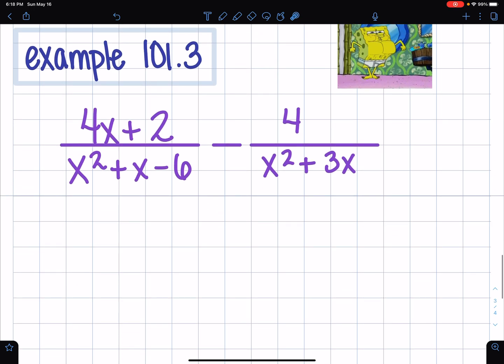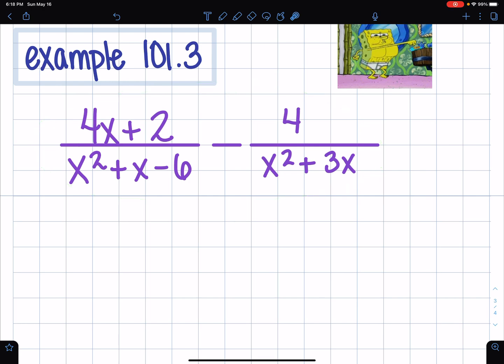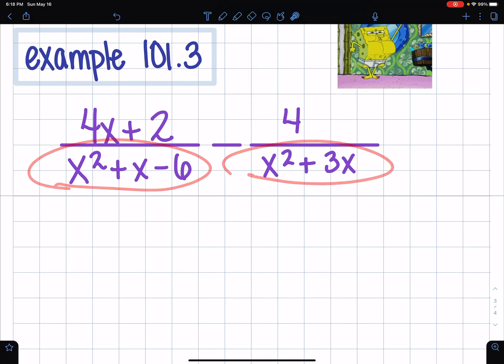Okay, let's do example 101.3. I know you're feeling strong just like that SpongeBob now. And we're going to add these two fractions. Pretty cool. Let's factor those denominators and see what we get. Let's factor this and this. So that's how we're going to begin.